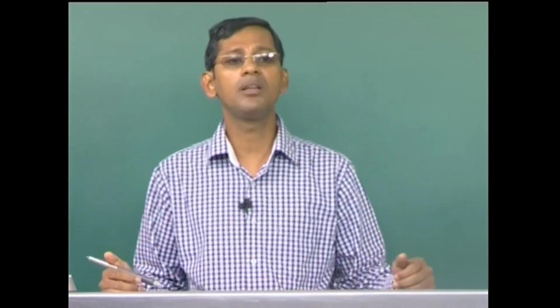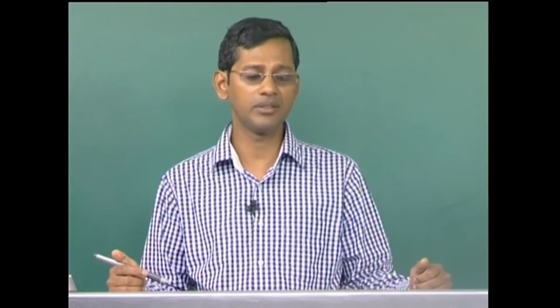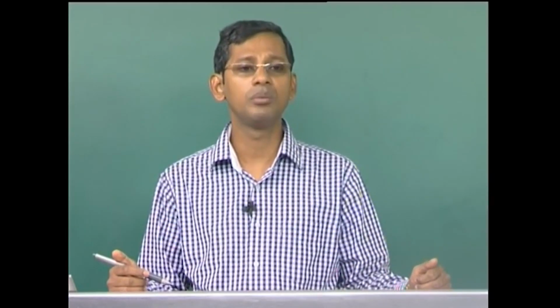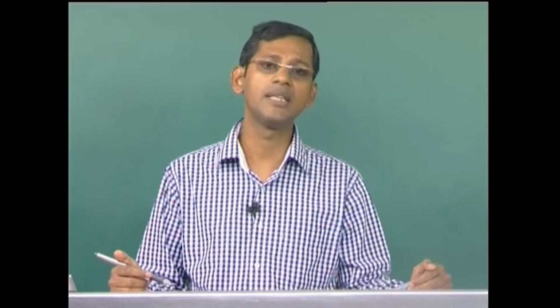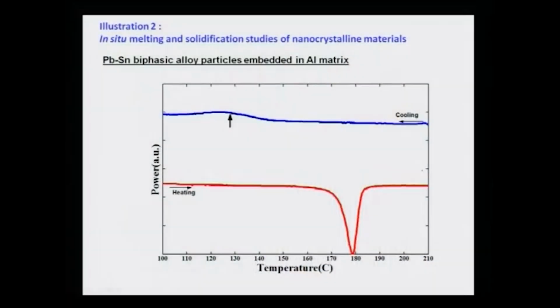If you just do a normal differential scanning calorimetric analysis, which is not part of the syllabus, but probably you have heard of it, this technique will tell you, if you heat or cool a sample, whether a phase transformation is taking place or not. Here the left hand side, the y axis, is power, and the x axis is temperature varying from 100 to 210 degrees Celsius. That is how the eutectic lead tin particles normally melt.